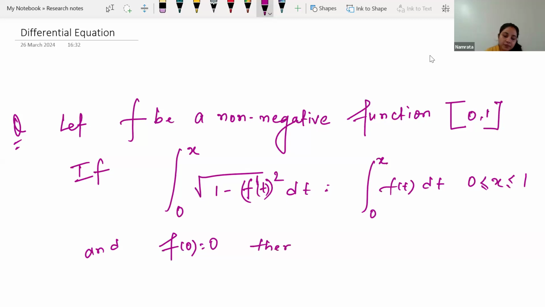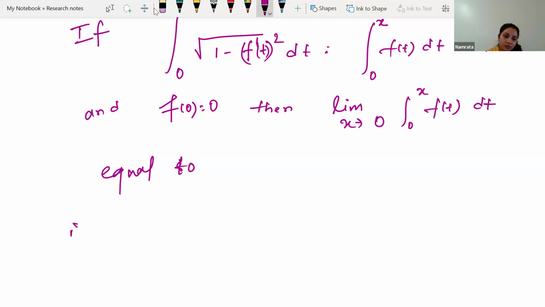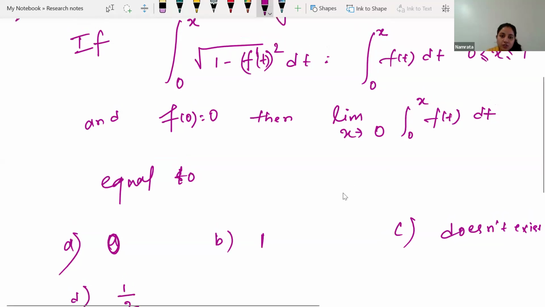Then the limit as x tends to 0 of the integral from 0 to x of f of t dt is equal to: option A, 0; option B, 1; option C, limit doesn't exist; and option D, 1 by 2. Okay, this is the question we are having.